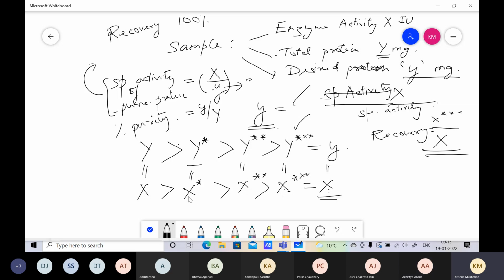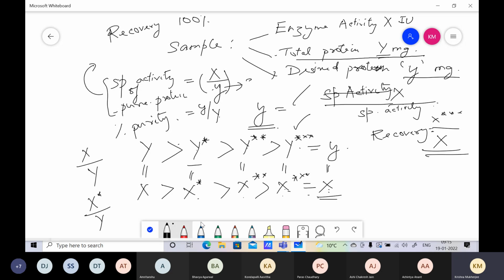But unfortunately, in real practice, these are lesser. And these represent the recovery percentages. And this reduction represents the increasing purification, because your total protein amount is being reduced. And the selectivity is a measure of the fact that this decreases faster than this. So at every point, the specific activity of the sample is given by x by y and x star by y star.